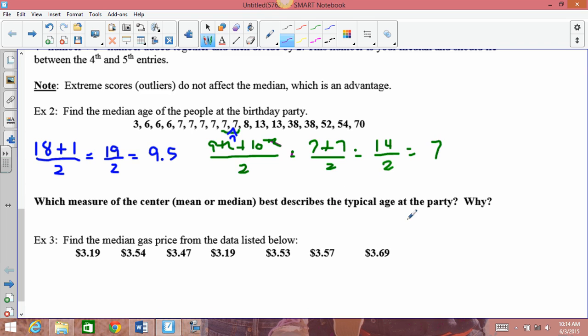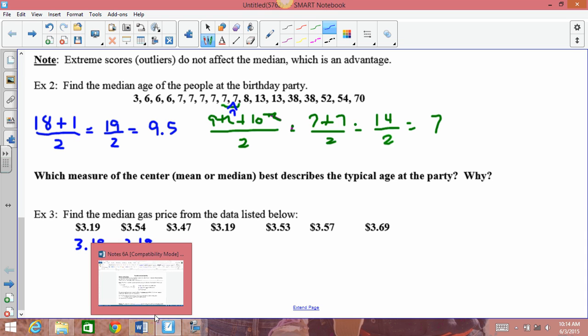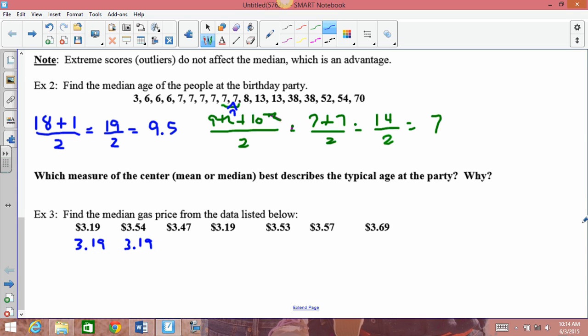Okay. Example 3 wants the median gas price. First thing I need to do, glancing at these numbers, they are not in order. The very first thing I need to do is put them in order. I always recommend that if you have to do that, put it underneath the numbers, because sometimes I find folks forget to include all the data points when they rewrite them. If you put them underneath each other, you'll be less apt to miss a data point. So I've got my 2 319s, then I'll do my 347.